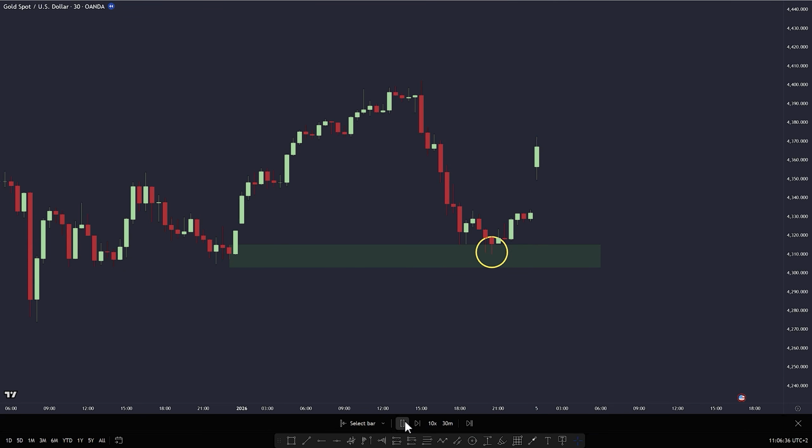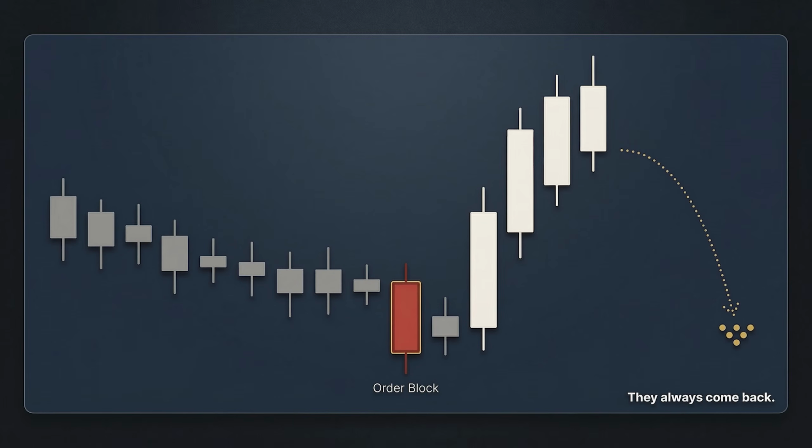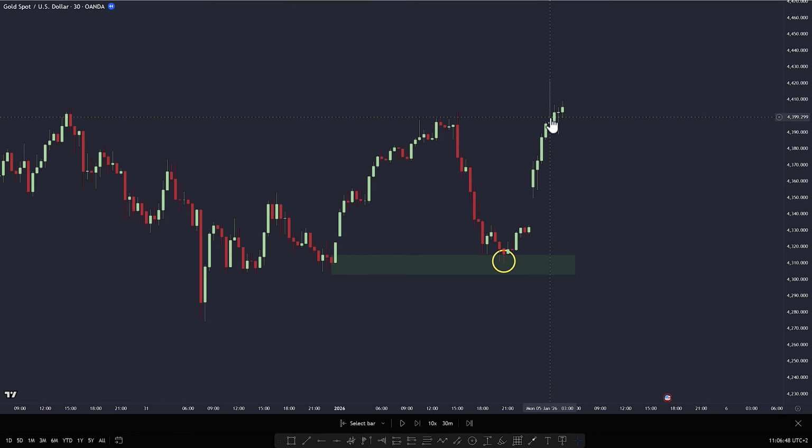Think of it like needing to buy 10,000 Big Macs in a single afternoon. McDonald's cannot serve that in one visit. You come back multiple times throughout the day. Institutions work exactly the same way, except with billions of dollars and considerably less special sauce. When price returns to that specific candle, they are filling the remainder of the original order.